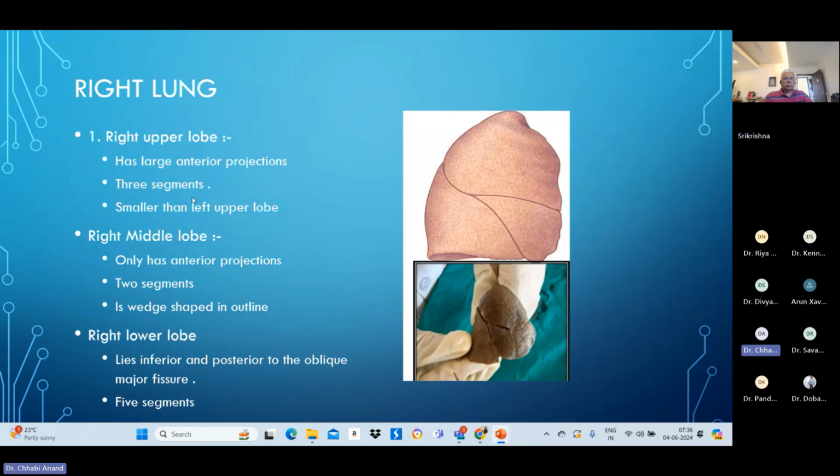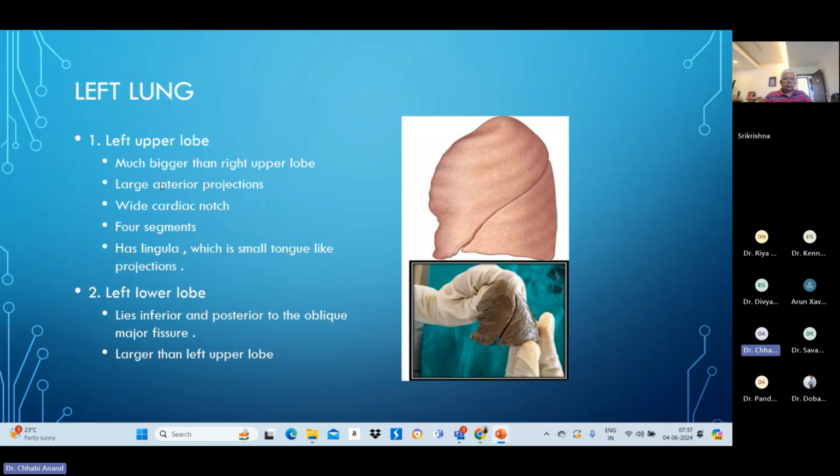Right upper lobe has a large anterior projection, three segments, smaller than left upper lobe. Right middle lobe has only one anterior projection and two segments, and is wedge-shaped in outline. Right lower lobe lies inferior and posterior to the oblique major fissure, and it has five segments. This is the minor fissure, and this is the major fissure.